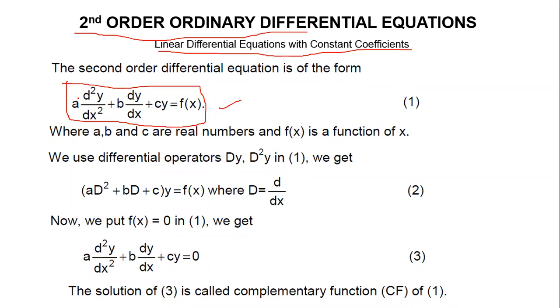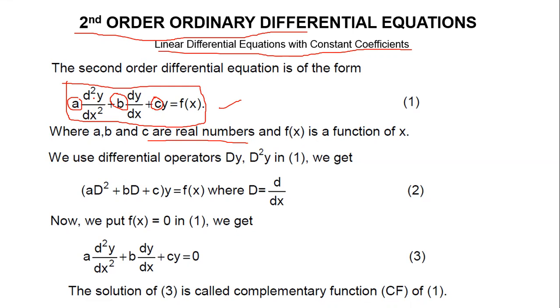And then see the coefficients. A, B, C are the coefficients. These A, B, C are constants, real numbers, and sometimes they may be functions of x, but in this chapter we will consider that A, B, C are constants only, that is, real numbers.